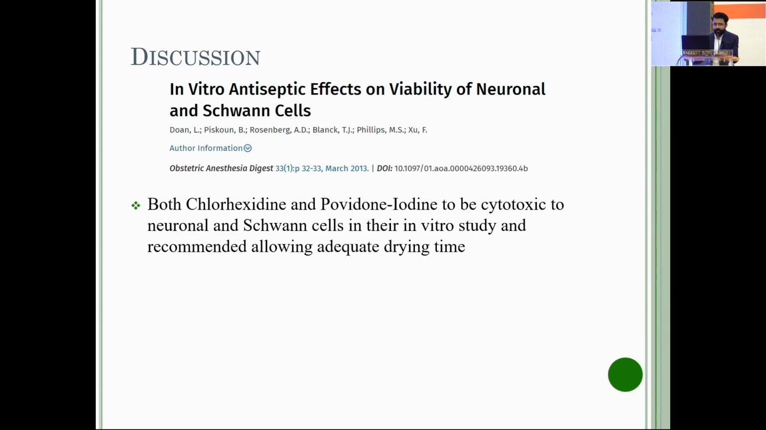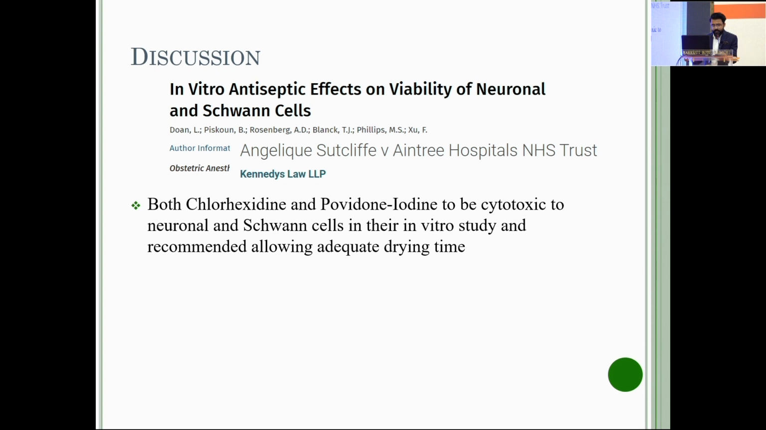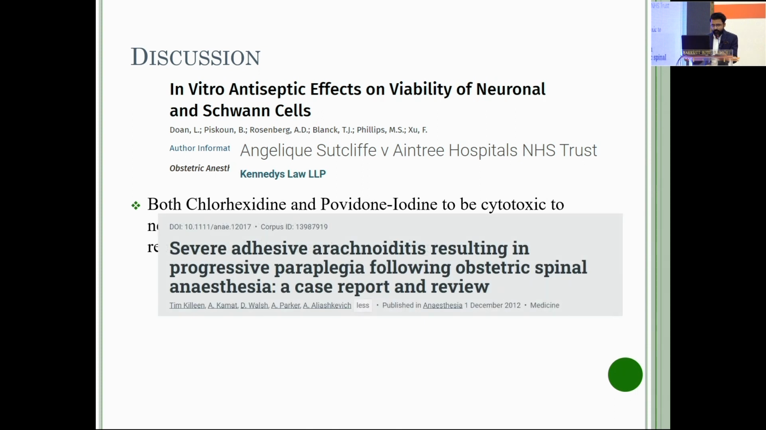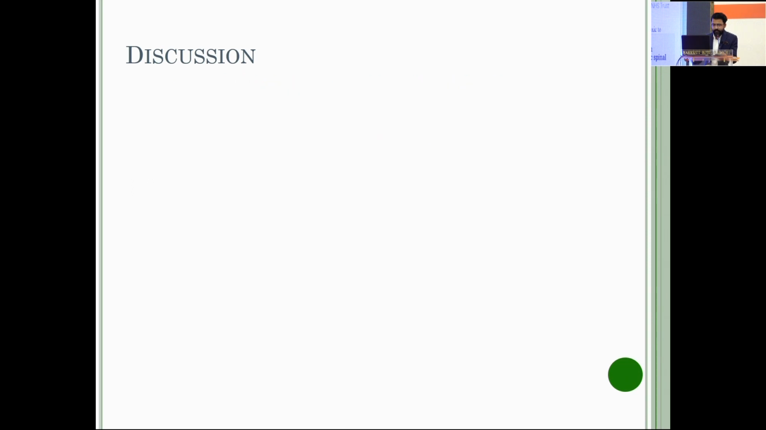Both chlorhexidine and povidone iodine are cytotoxic, as proven in a study. Hence, in one medico-legal case, it was concluded that the injector of spinal anesthesia got contaminated with chlorhexidine. Hence, it is important to have a prudent approach, and time for drying is to be given.